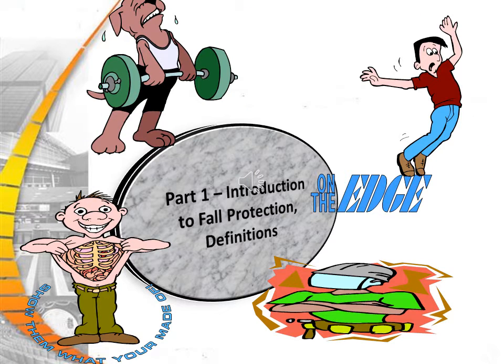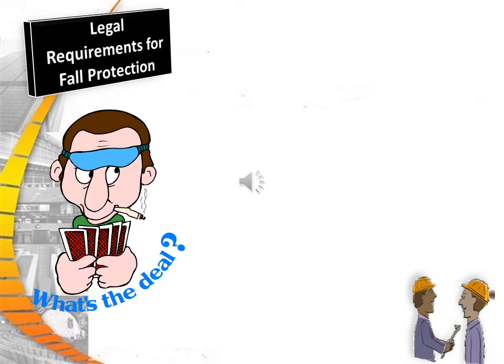Part 1. Introduction to Fall Protection Definitions. We will discuss the guarding of open-sided floor, wall openings, holes, railings, covers, fixed industrial stairs, and portable ladders, as well as fixed ladders.